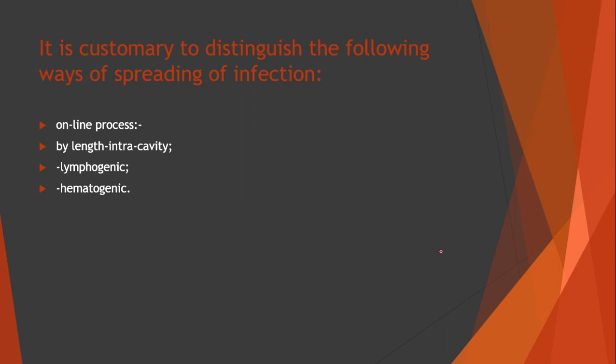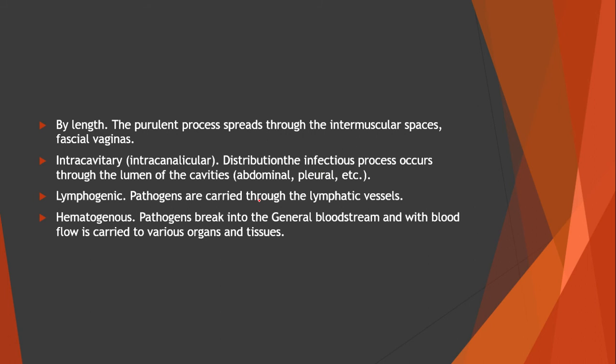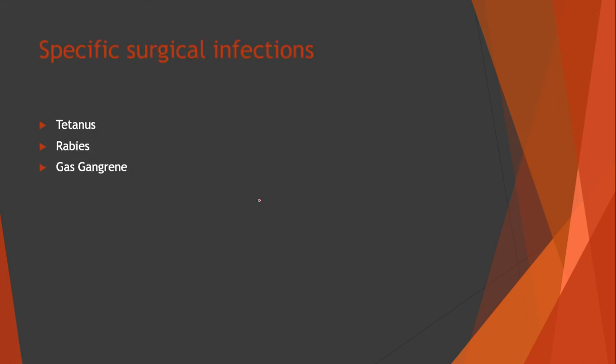It is customary to distinguish the following ways of spreading of infection: lymphogenic, hematogenic, by the fascia. By length or by the fascia, the purulent process spreads through the intermuscular spaces, fascial sheaths. Intracavity distribution: the infection process occurs through the lumen of the cavities. Lymphogenic: pathogens are carried through the lymphatic vessels. Hematogenous: pathogens break into the general bloodstream and with blood flow are carried to various organs and tissues. Specific surgical infections: tetanus, rabies, and gangrene.